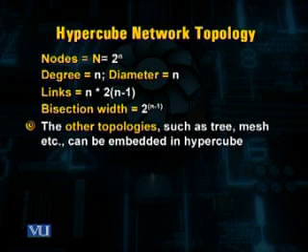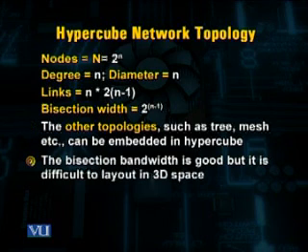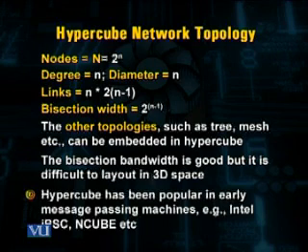However, the other topologies such as tree, mesh, etc., can be embedded into the hypercubes. Note that the bisection bandwidth is good over here, but it is difficult to lay out in three-dimensional space. The hypercubes have been popular in early message passing machines, for example, the Intel iPSC, the N-cube, etc.